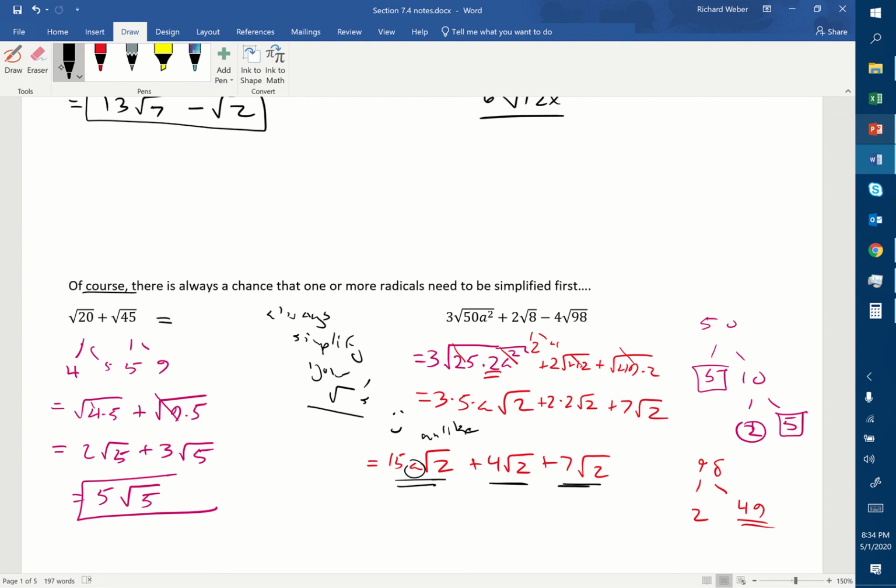So this is really saying I've got 15 of these a times radical 2 things, but then I've also got 4 square roots of 2 plus 7 square roots of 2. When you say it in English, you go, well, that must mean I've got 11 square roots of 2.